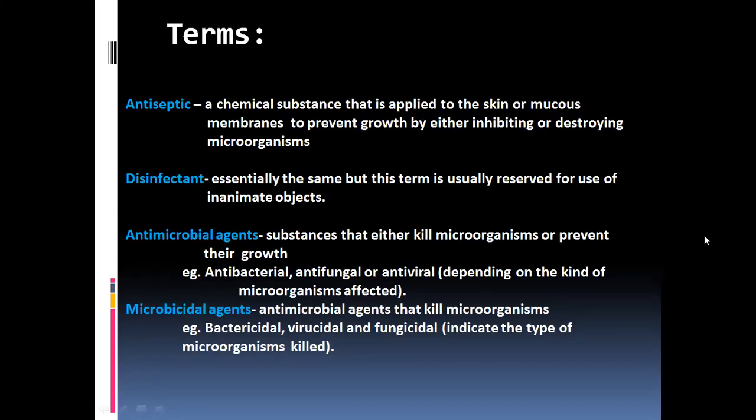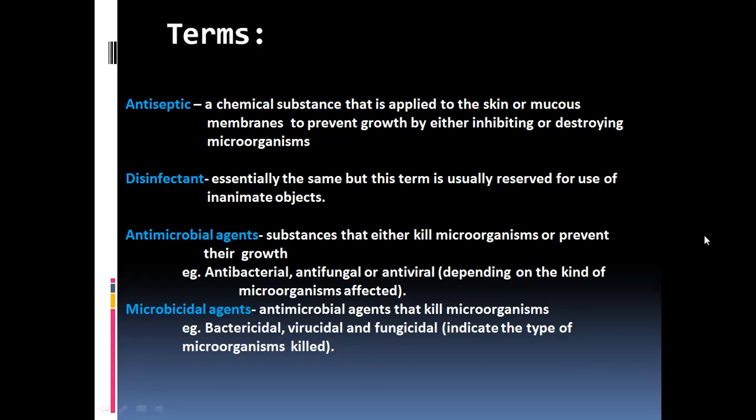Before going to discuss the methods of control of microorganisms, we must understand various terminologies regarding the control of microorganisms. The first term which we will see is antiseptic. Antiseptic is referred to as a chemical substance that is applied to skin or the mucous membrane to prevent the growth of various kinds of microorganism, either by inhibiting the microorganism or by destroying the microorganism.